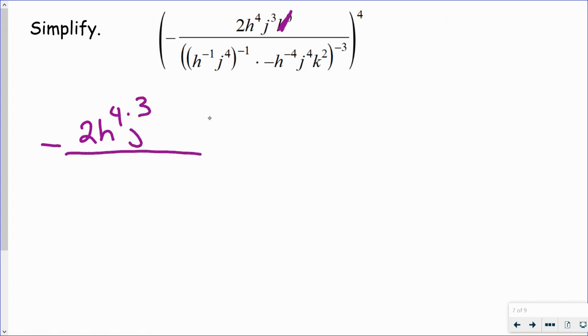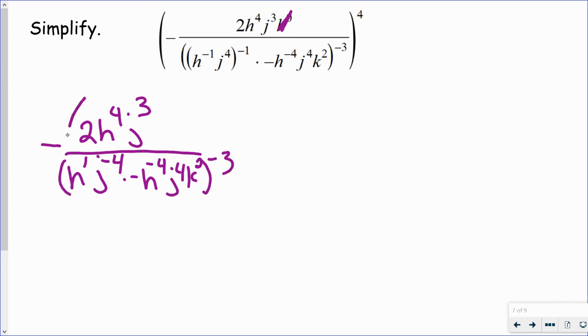Okay, now in the denominator, I'm just going to take care of this part right here. Do you see this? So this becomes h. Negative 1 times negative 1 is 1. J becomes negative 4. Okay, that was just that. Now the rest of this comes along for the ride. And now all of this is to the power of negative 3, and we still have all of this to the power of 4.